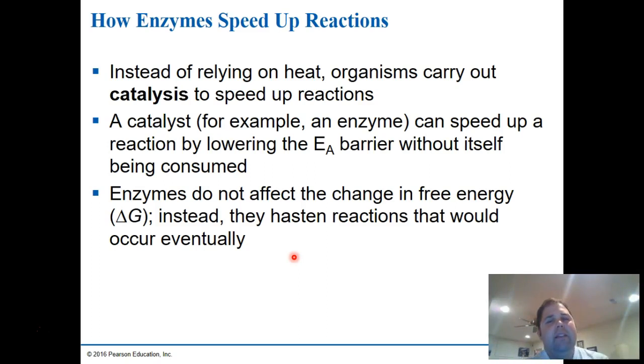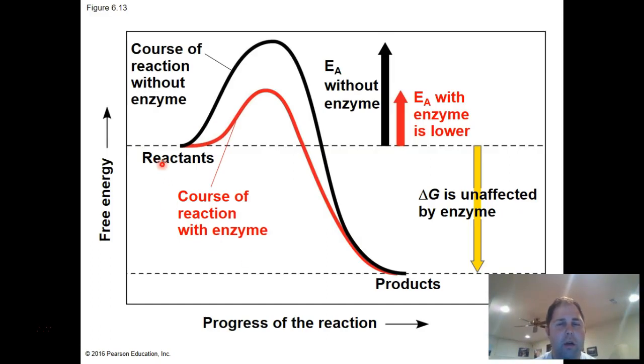Instead of doing heat, like I said, we're going to use an enzyme. So an enzyme is going to lower the activation energy. So now we have the same idea, reactants to products. It is still spontaneous. Enzymes do not affect the delta G. Enzymes only change the activation energy.